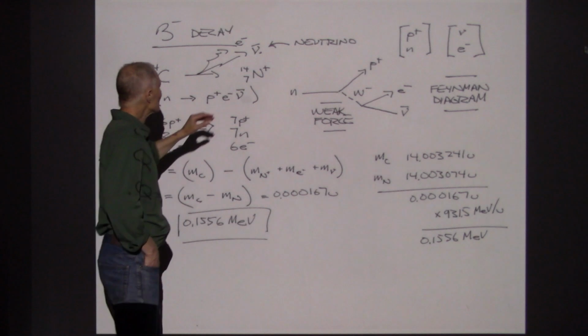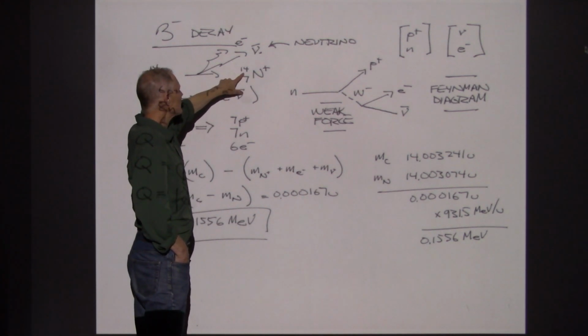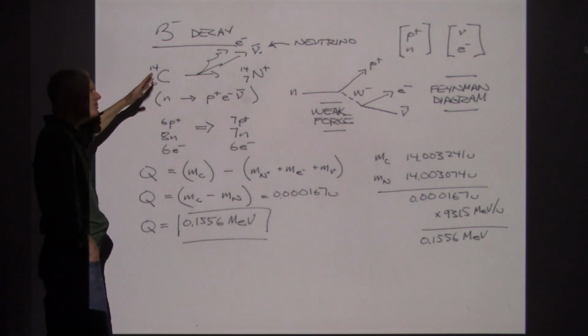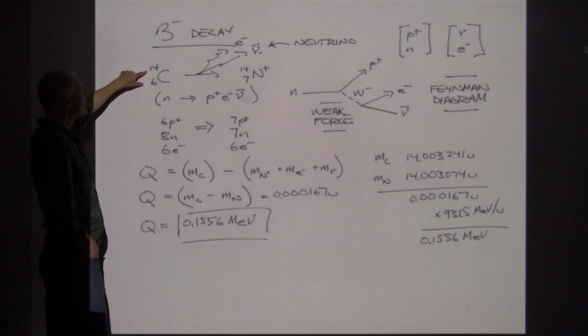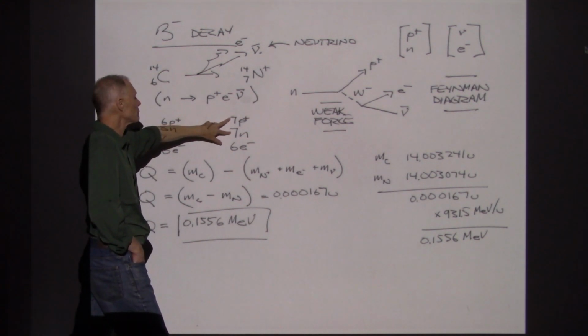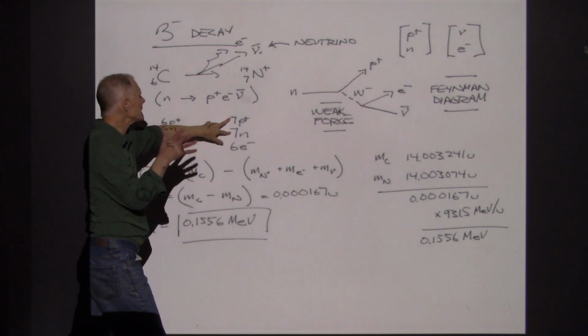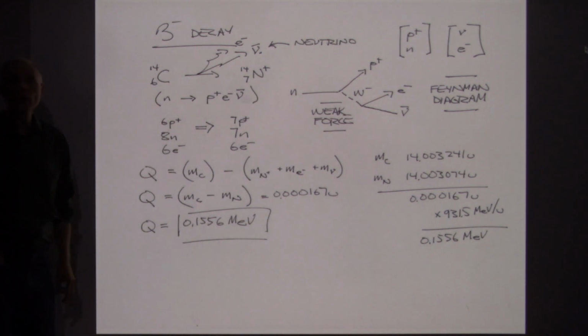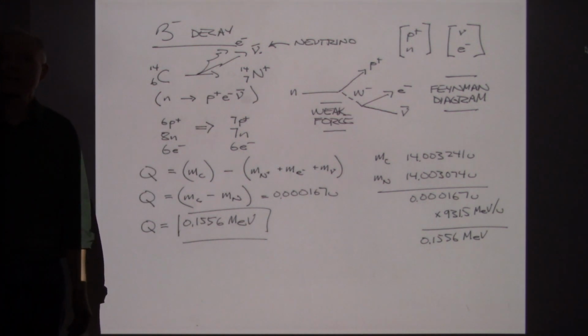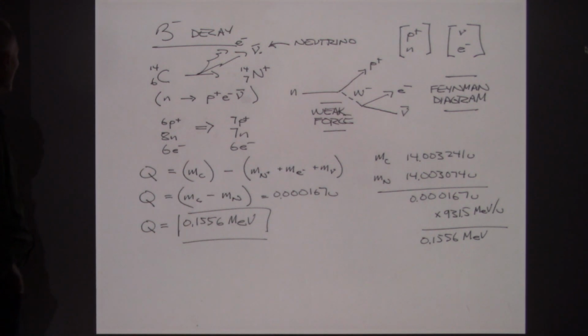So what it's telling us is that the 14 isotope of nitrogen is going to have less mass, just a little bit, than the 14 isotope of carbon. And so a configuration of 7 protons and 7 neutrons is actually a little more stable than 6 protons and 8 neutrons, and that's why these beta-minus decays occur.